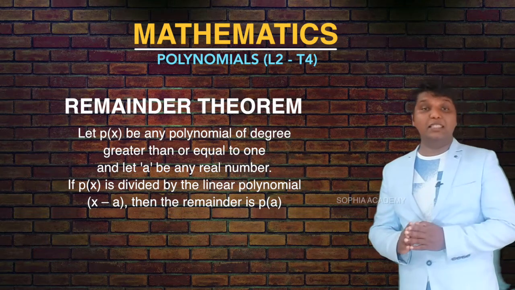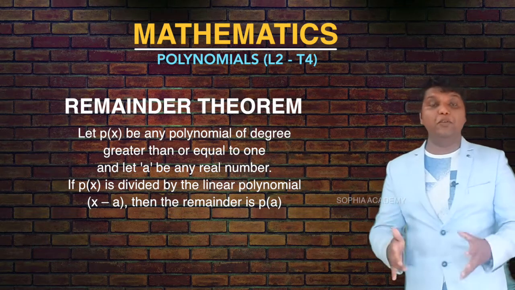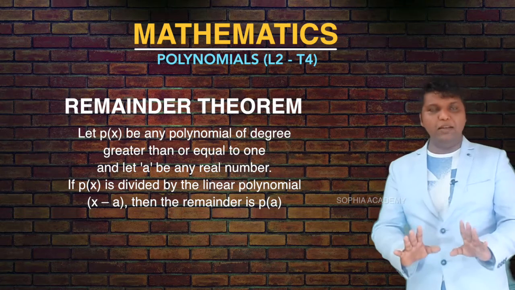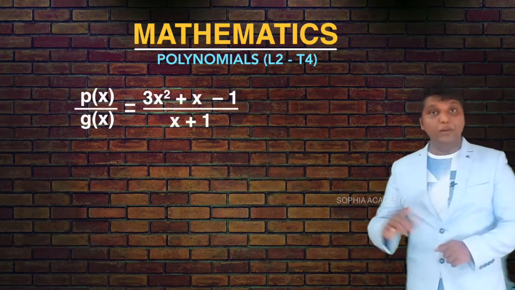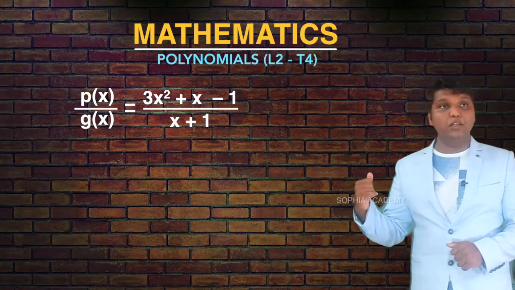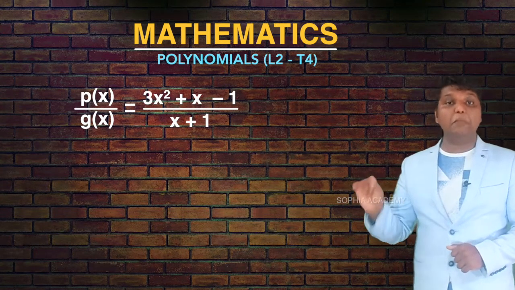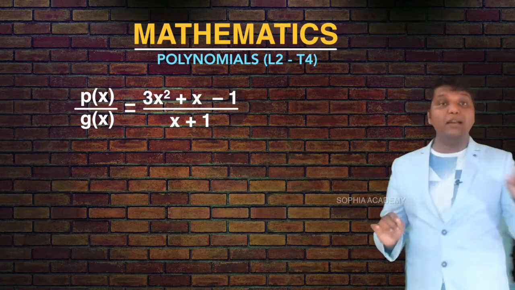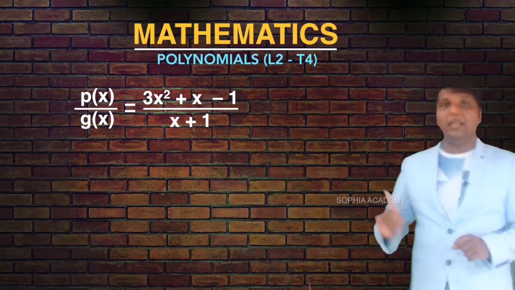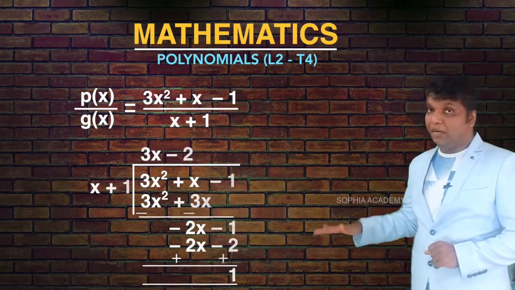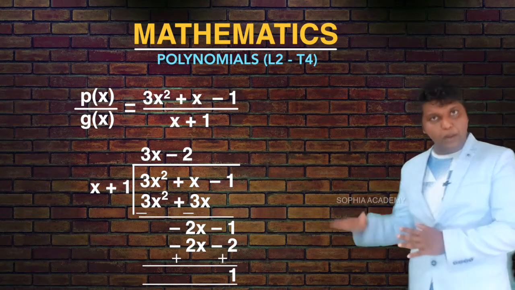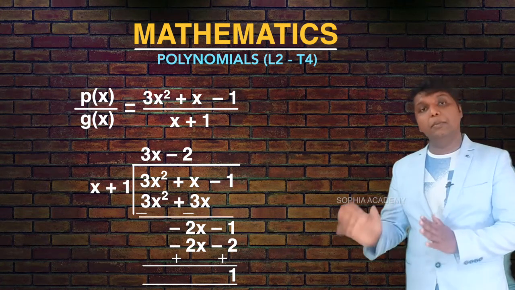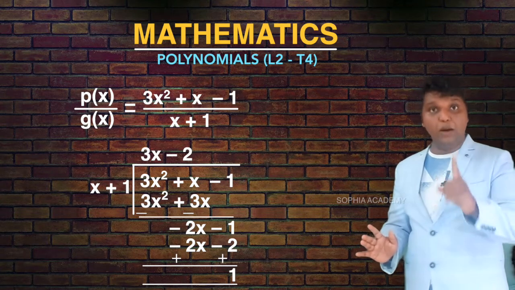In the last class we discussed how to find p of 1, p of 2, p of 3, p of 4, like that. In simple words, if a polynomial is given in front of you, right now we took a polynomial, what was it? P of x is equal to 3x square plus x minus 1. We were dividing it by another polynomial. What was that polynomial? It was x plus 1. And by the long division method, you got the remainder as 1. The remainder is 1, not 0.